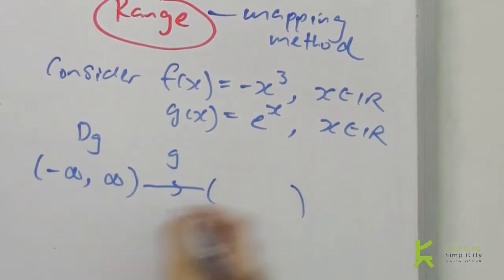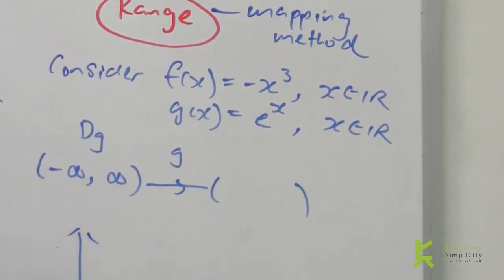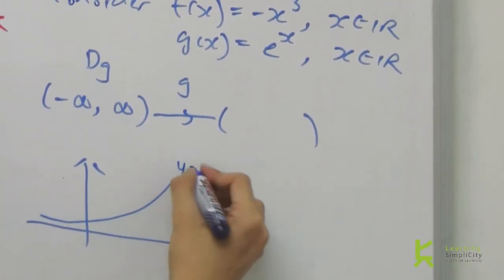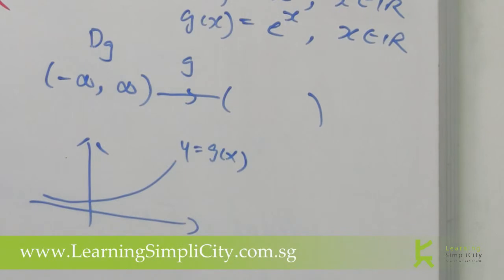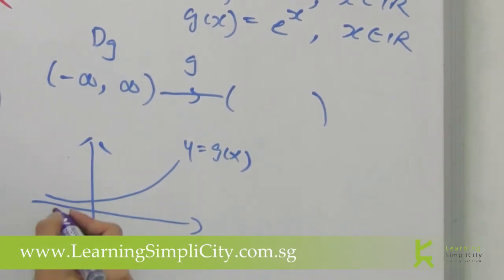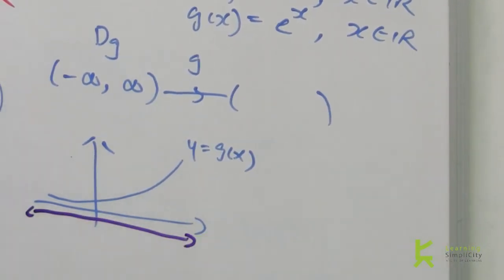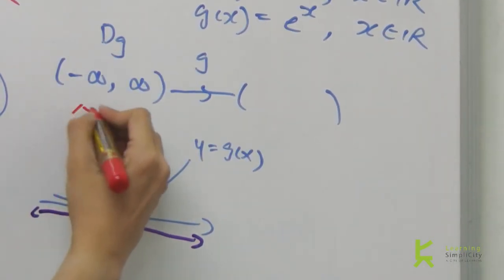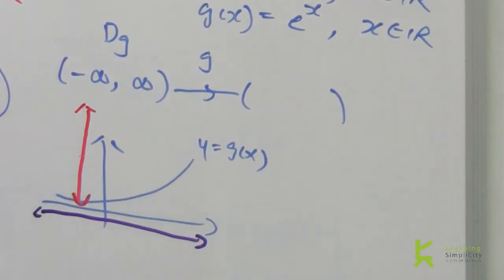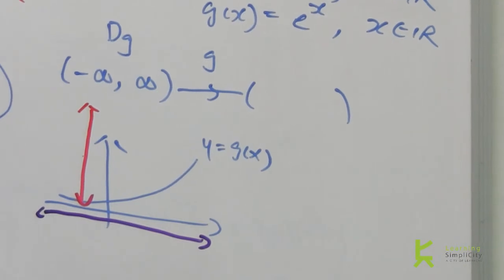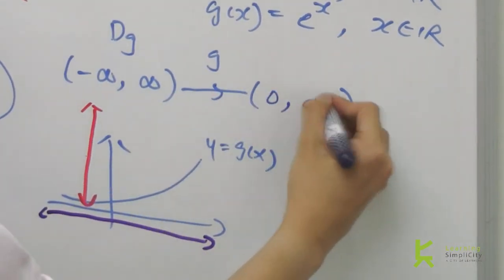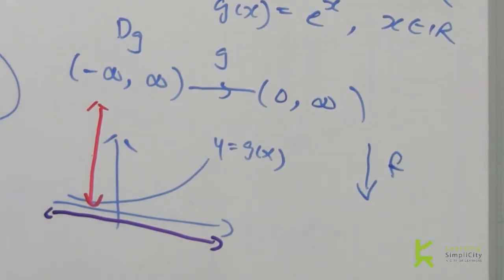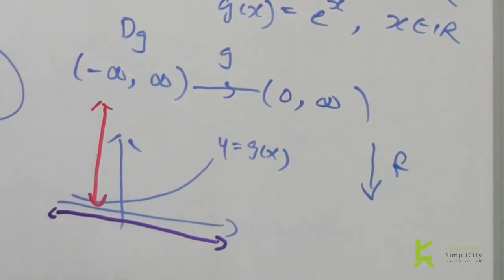The range, as we have mentioned, we can always try to find out using graphing. Using the graph under the domain of all real numbers, we can look at the range. The range will be from 0 to infinity. This is the new domain for your f. Remember, it's a collaborative effort between g and f.